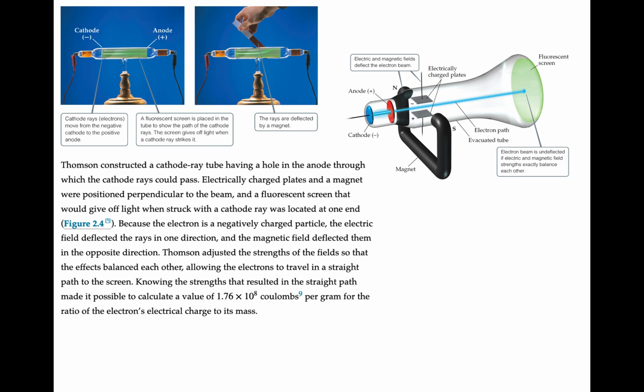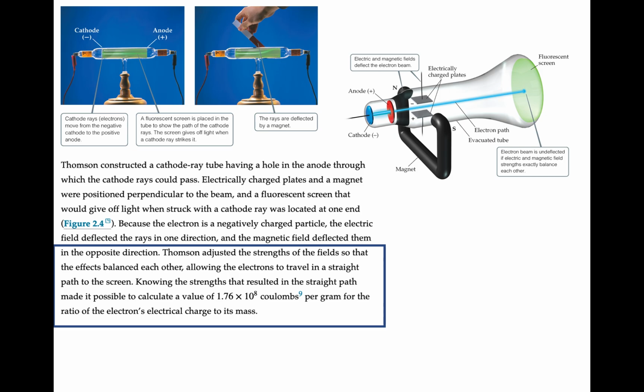Here's Thomson's investigation of cathode rays, where he's able to manipulate the path of the cathode rays in electric fields and magnetic fields. In the process within that, he's able to calculate a value that is involving the charge and the mass, a certain number of coulombs per gram as a ratio of the electron's charge to mass.